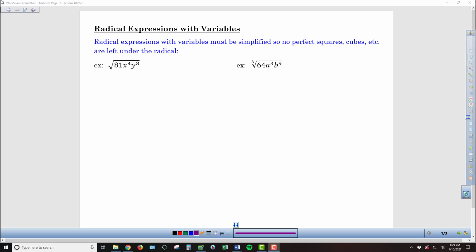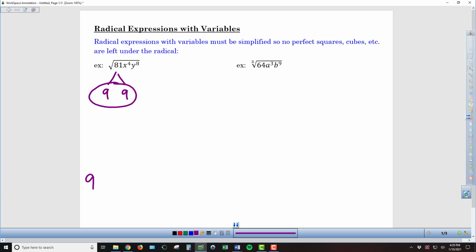So to focus in on the 81 first, hopefully we recognize that as a perfect square. But if not, we can start to factor tree it, and we can break it up into 9 times 9. Now that gives us a pair of 9s underneath the radical symbol, so we know we're going to be able to take out a 9, and so we're not going to have a number left underneath the radical symbol anymore.